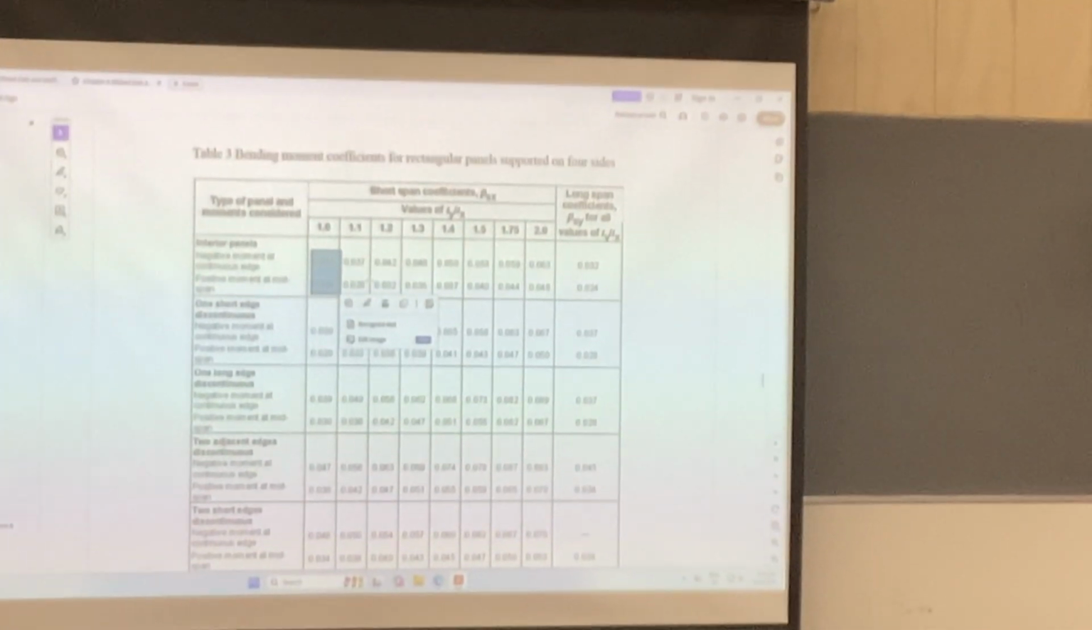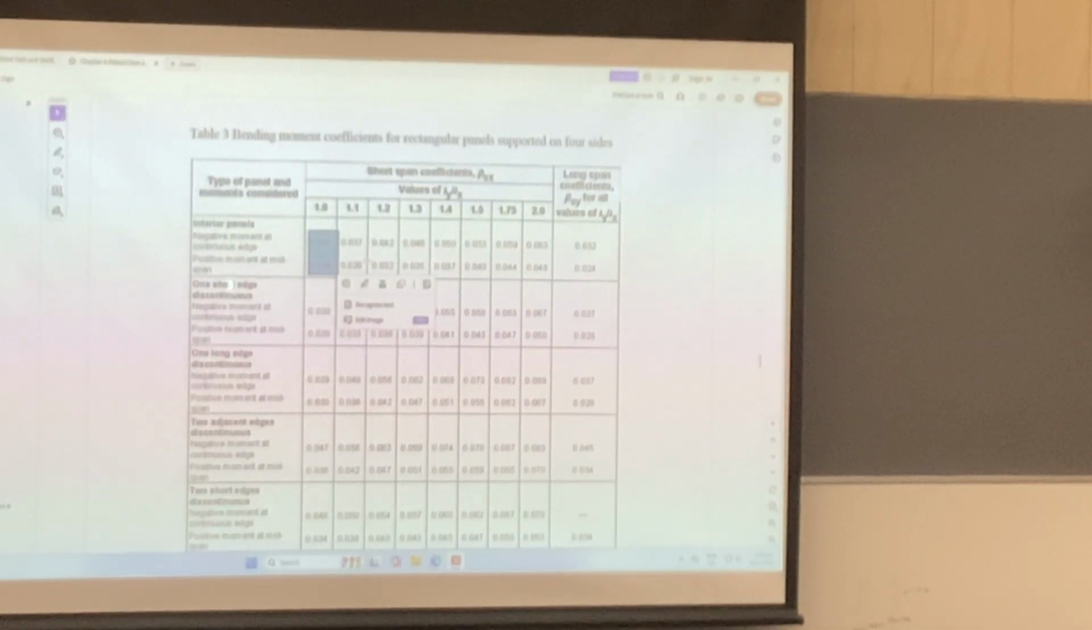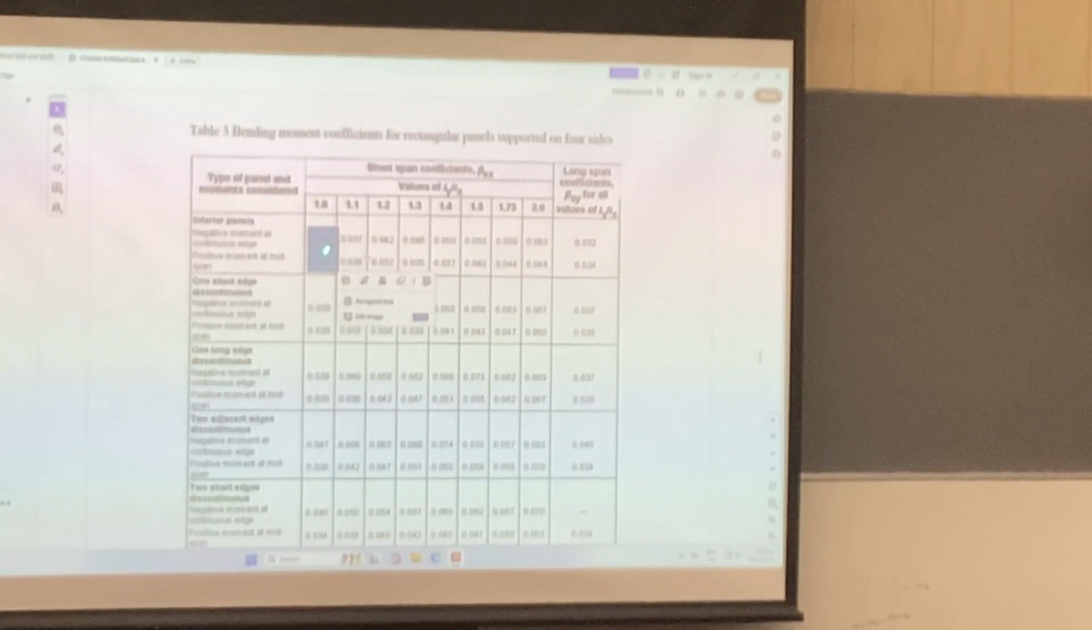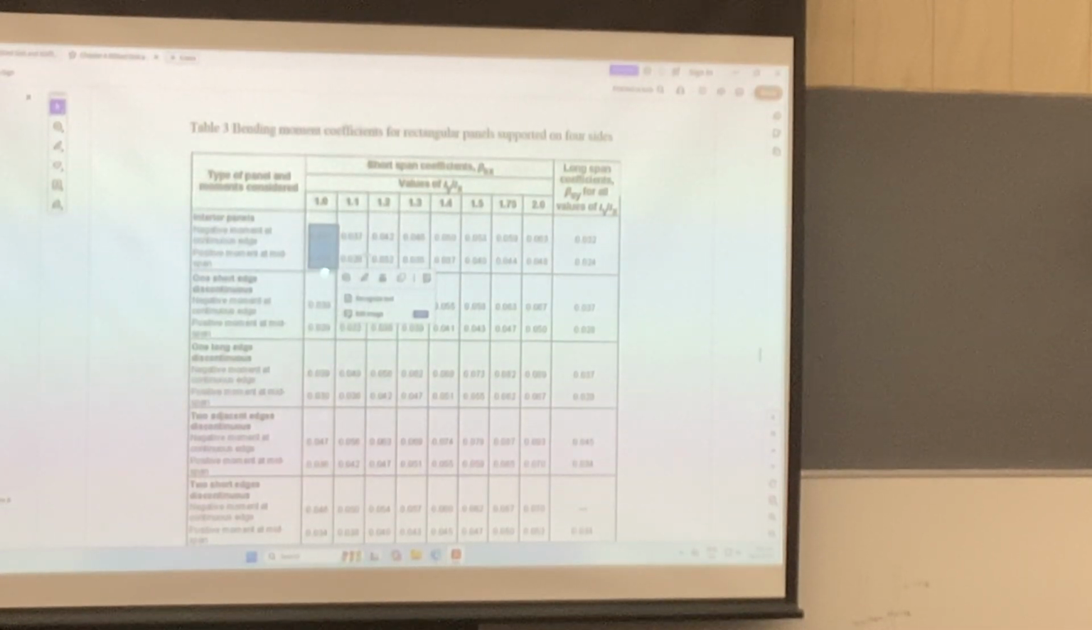One is the ratio between the longest span and the shortest span. So you have the coefficient here for the negative bending moment at the continuous edge, which is 0.031, while for the positive moment at the mid-span it is equal to 0.024.